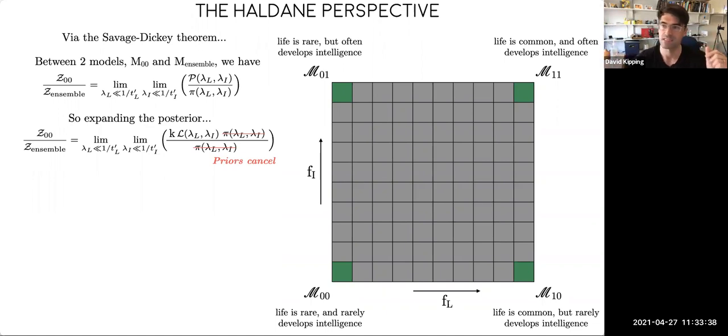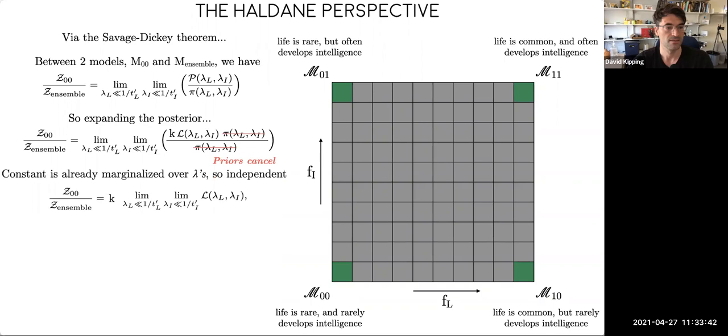When you do the Bayes factors between these, there is no prior. And so we can pull the K out because that's just a normalization factor, it's a constant. And so all we have to do is say that Z00 divided by the ensemble is just the likelihood of that model evaluated at that point, which should be actually quite intuitive.